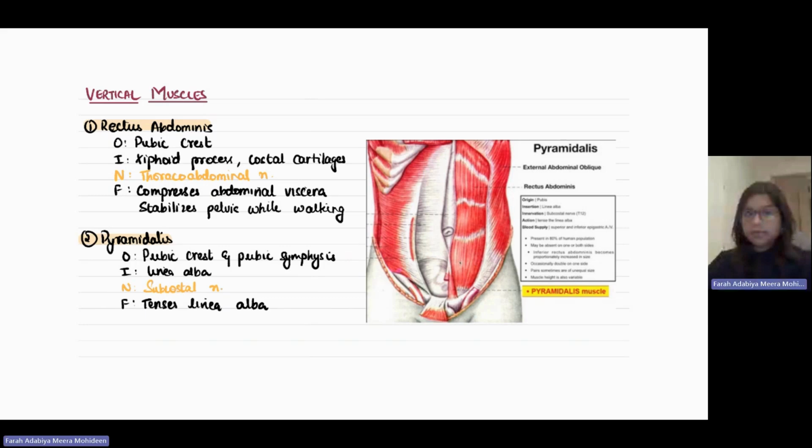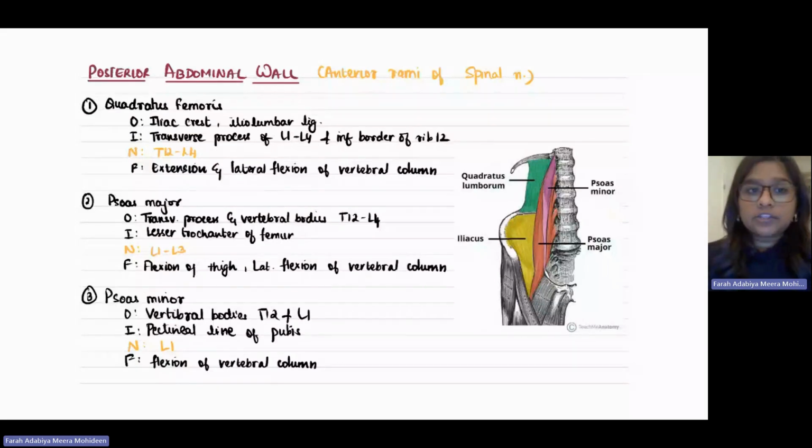Now, three muscles that we'll talk about in the posterior abdominal wall. You have quadratus lumborum, psoas major, and psoas minor. You can see the origin, insertion, and innervation here. Innervation, all three muscles are by the anterior branch of the spinal nerves. When you study the cross-section of your spinal cord, you'll study about the anterior branch and all of that. So your anterior branch of your spinal nerves innervates all three muscles. The level is different, as you can see, I've already written here.